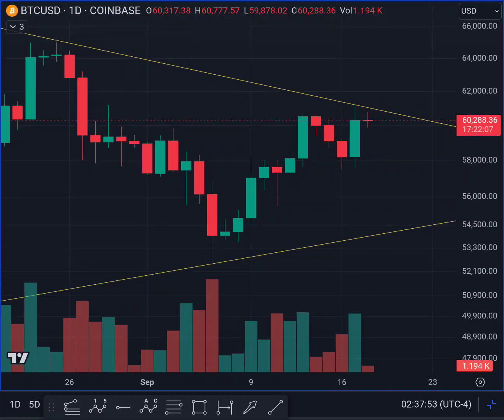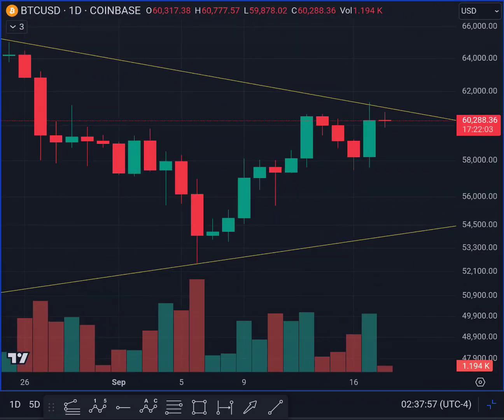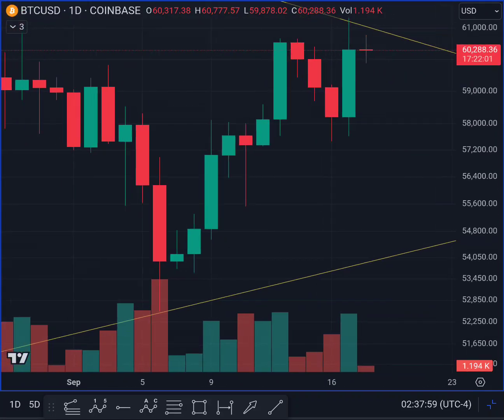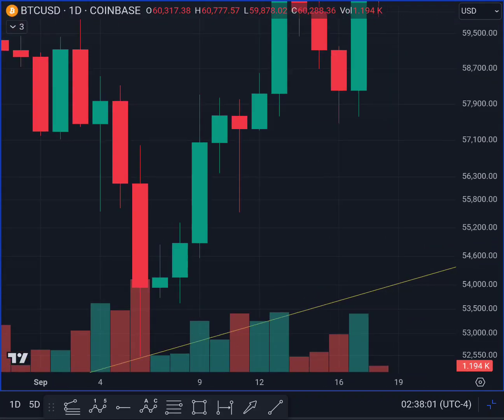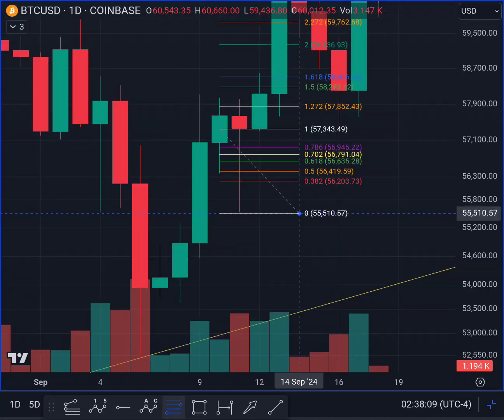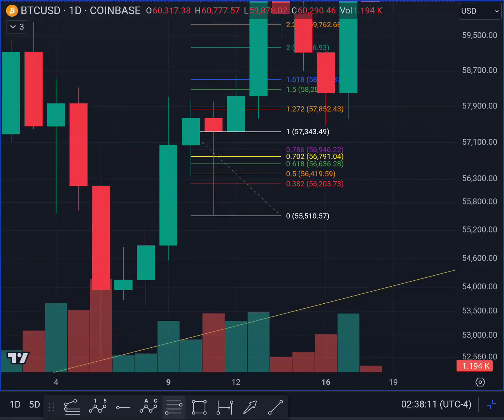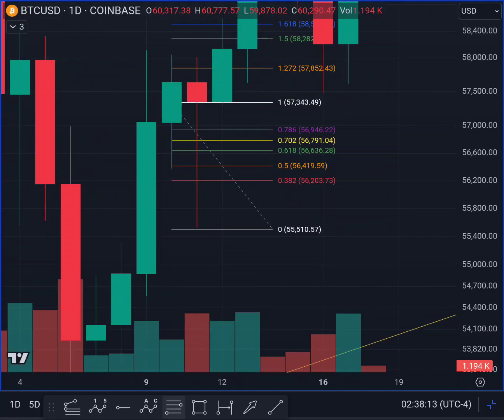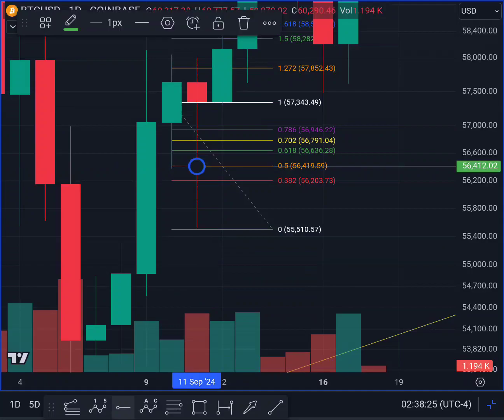And the thing that draws my eyes are these wicks. This wick right here in particular. So I'm going to zoom into that wick and take a Fibonacci retracement of that entire wick. Now I want to mark off 0.5. I'm going to do that with a horizontal ray. Just put it right there.